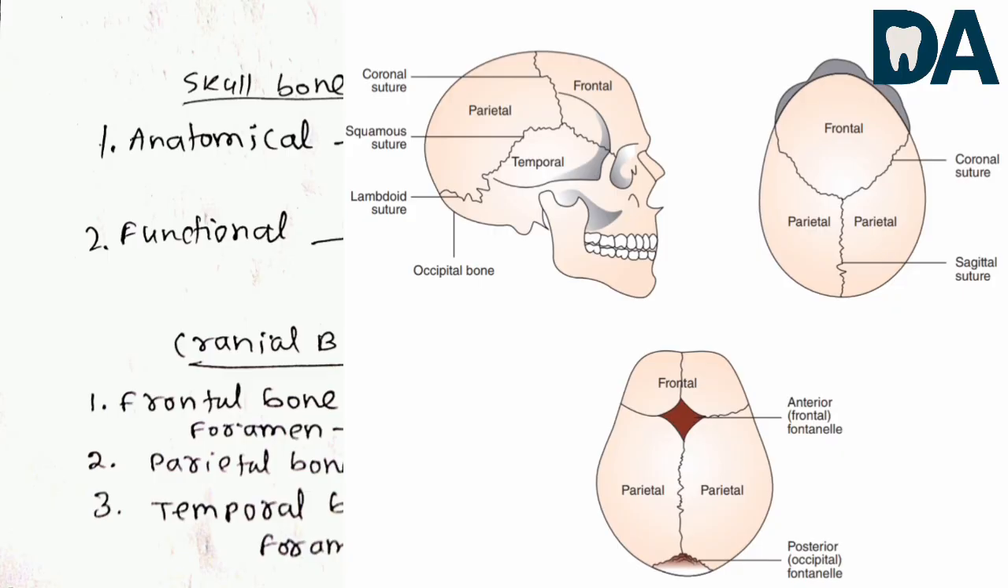With growth, the connective tissue of the fontanelles is gradually replaced by bone, and the interdigitation between the adjacent bones forms sutures. The 5 sutures of the cranium are 2 squamous, 1 coronal, 1 lambdoid, and 1 sagittal.